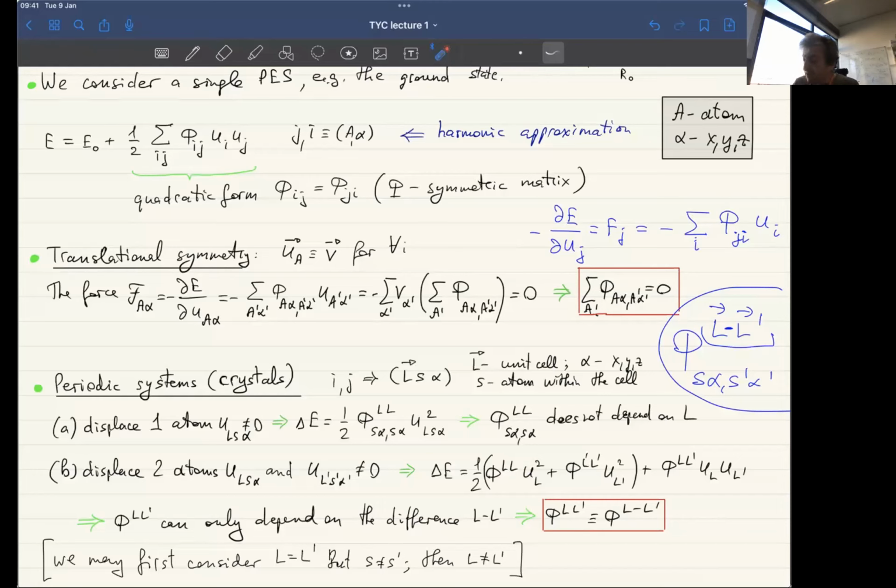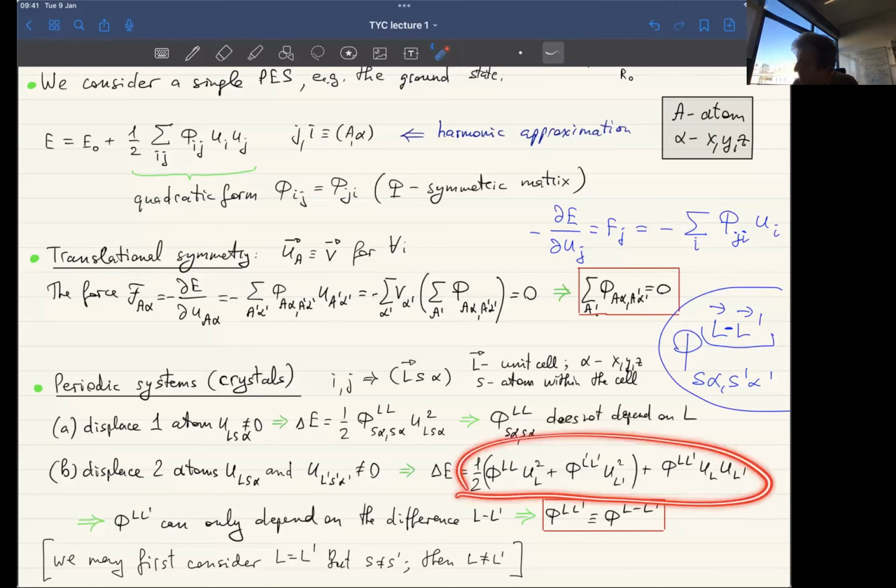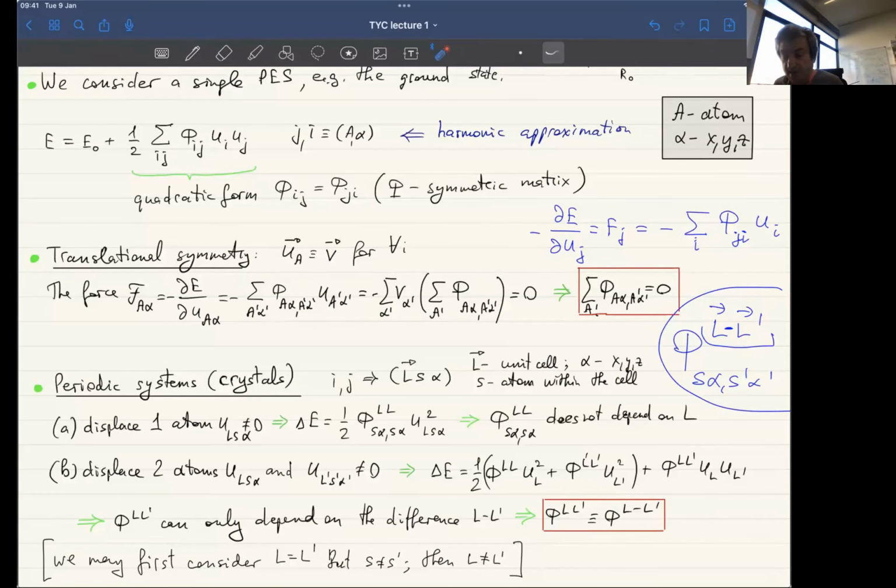And similarly, you can consider two atoms, S and S prime, but displaced in different unit cells, L and L prime. Look at my picture: when you have two atoms, one in L, one in L prime, you will get some energy difference. But if you shift the whole thing by some translation, the energy difference should not depend on that. And therefore, the result which you obtain would contain three terms: one due to displacement of an atom in cell L, another due to displacement of an atom in the cell L prime, and one due to both displacements.